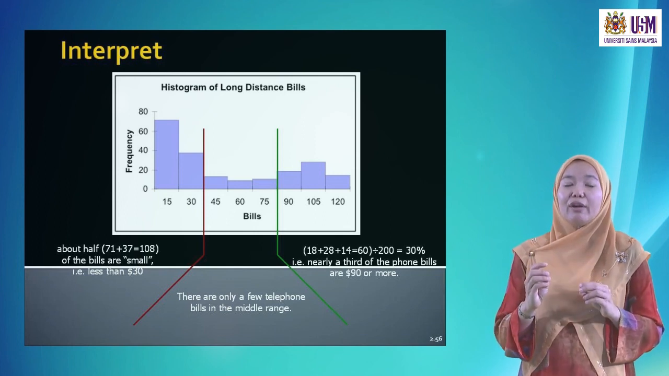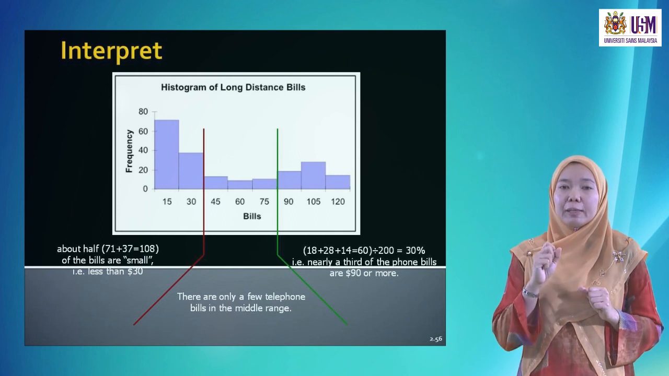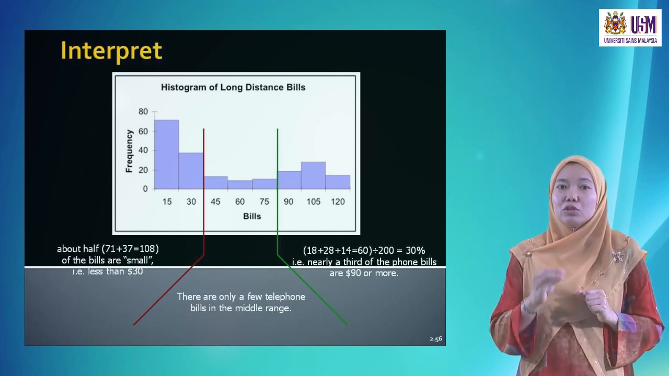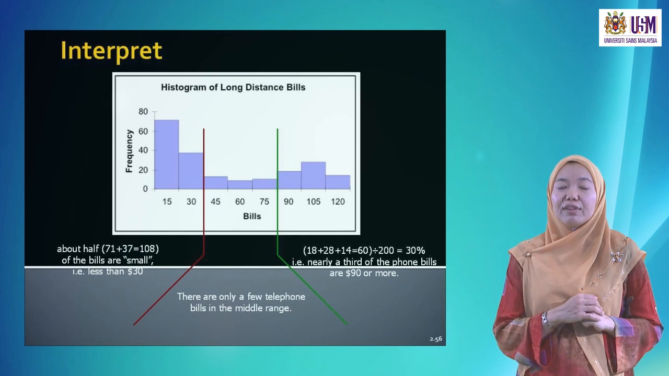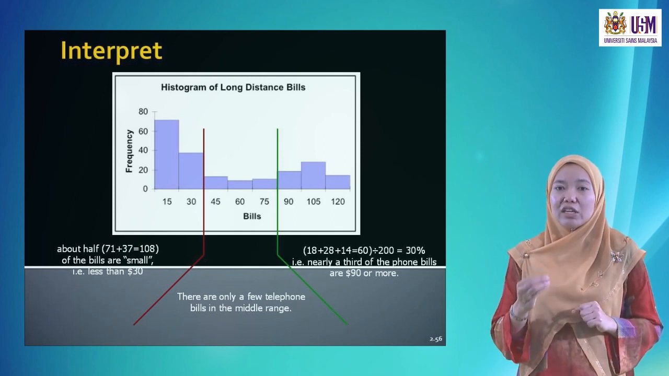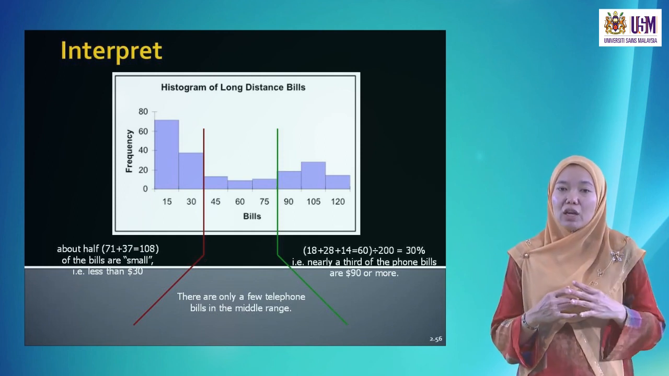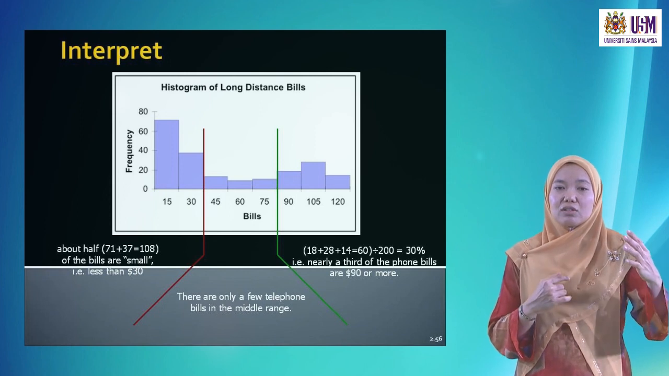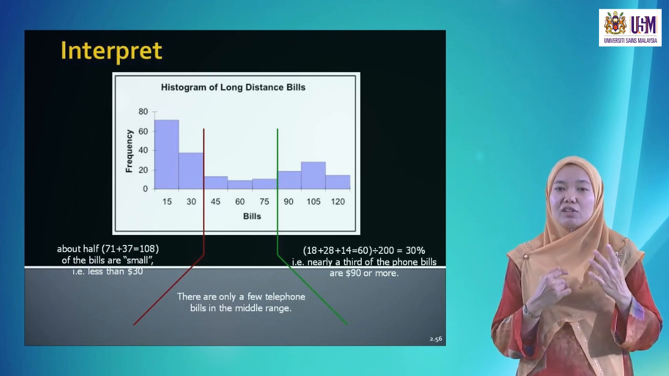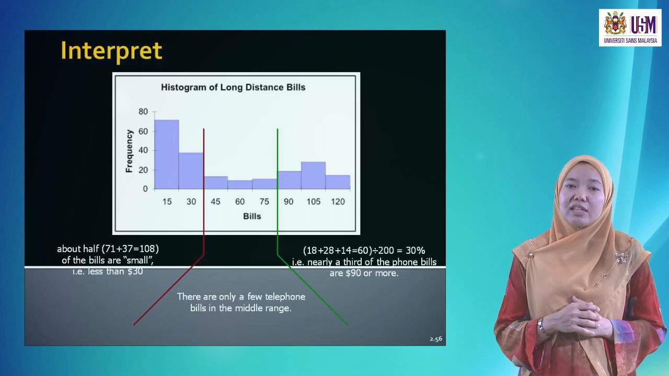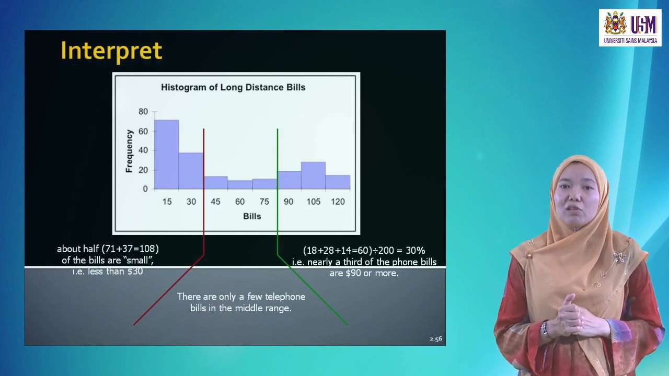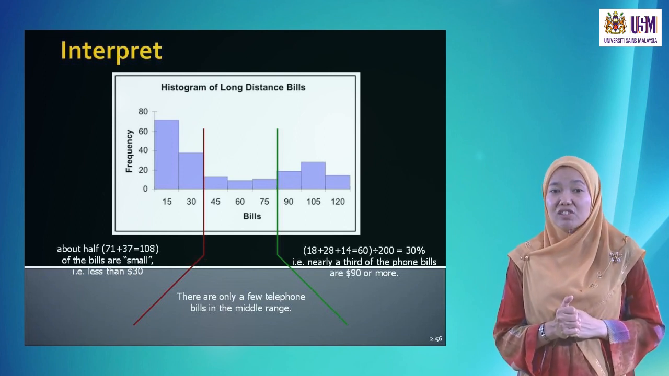If you have nominal data, then you use a bar chart. If you have interval data, then you use a histogram. You need to know the different types of data and the right graph to present your data. So back to this example 3.1 about long distance telephone bills in the United States.